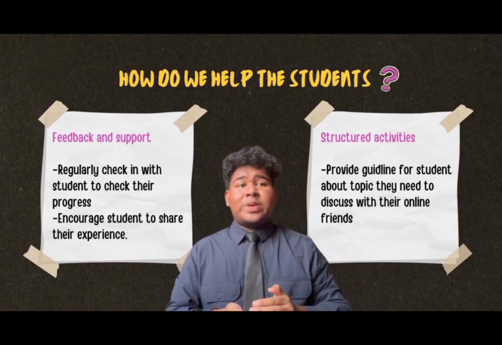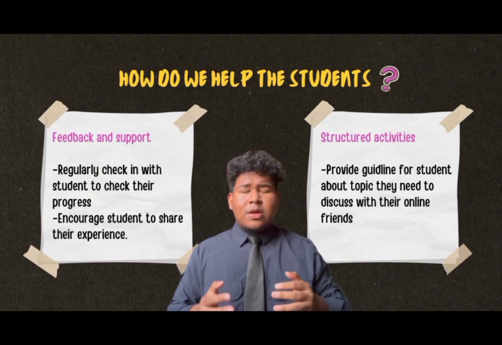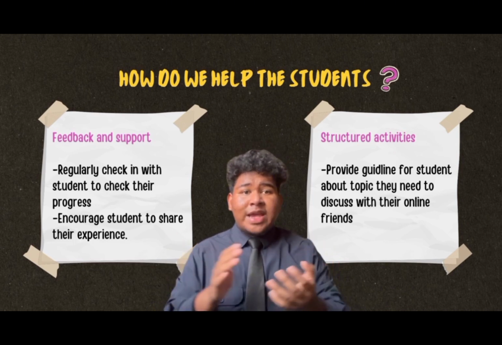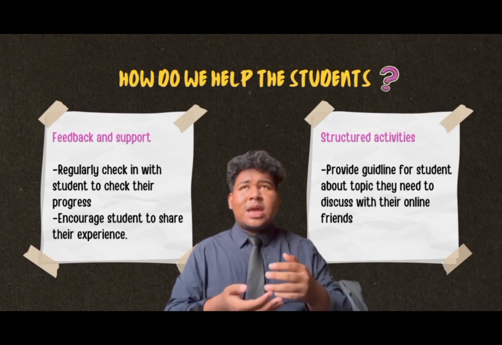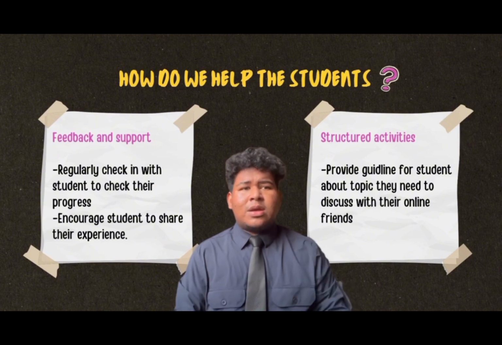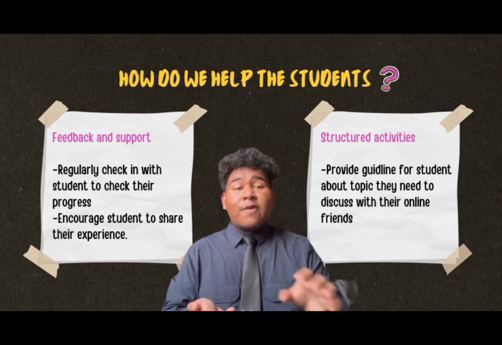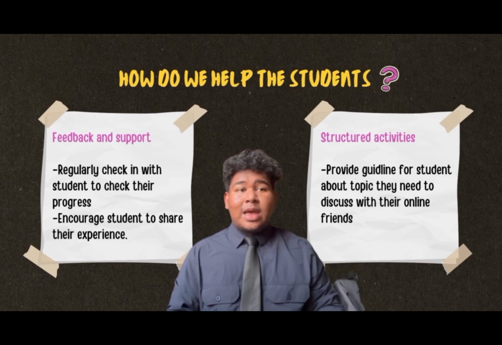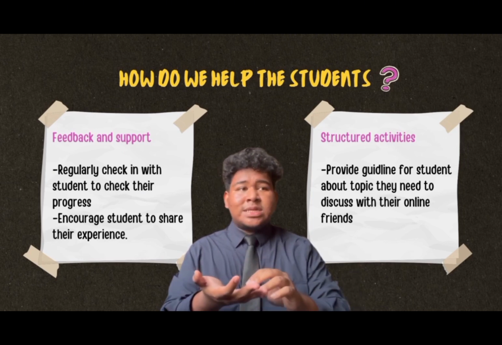The fourth one would be structured activities. Provide guidelines for students on topics they need to discuss with their online friends. By having guidelines, they won't talk about something unnecessary or not suitable for their age. For example, they can talk about their favorite movies, games, or anything else. What I put in my own profile is my favorite movies: The Hobbit, Lord of the Rings, Fantastic Beasts. And I also put my favorite games such as Valorant, League of Legends, and Brawl Stars.